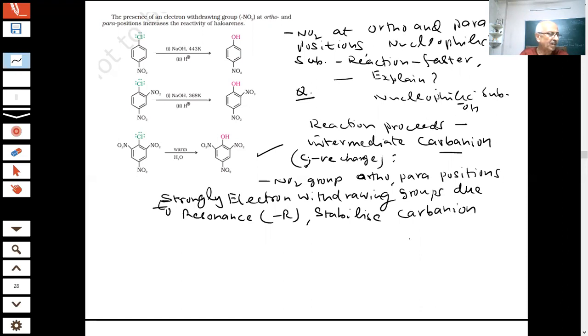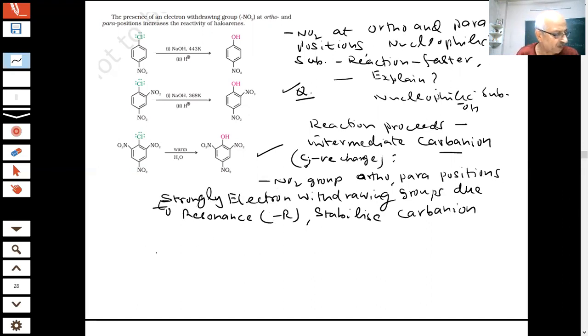And if it becomes more stable, students, what will happen? The reaction will become faster. The speed of the reaction will become faster. Therefore, if you attach three nitro groups, you simply add water and the reaction takes place very fast. And if there are no nitro groups, then you are seeing how much? 673 Kelvin, 300 atmospheric pressure. So very strong and vigorous conditions. Therefore, this question has been given in the paper, students. Very important question. I hope you have answered it and have no doubts.